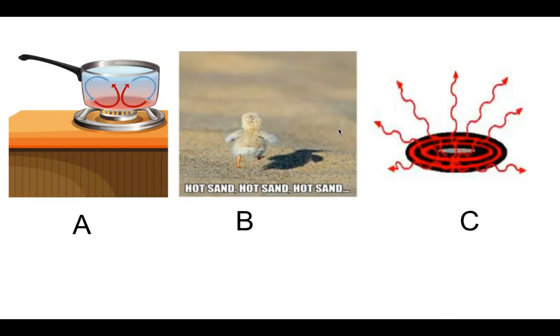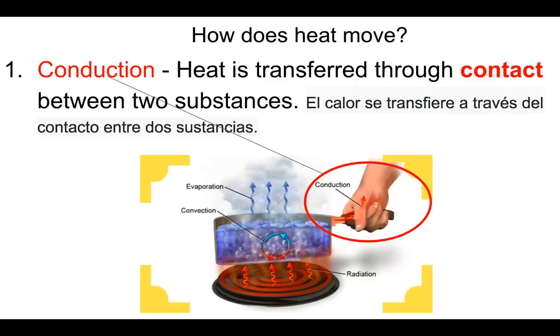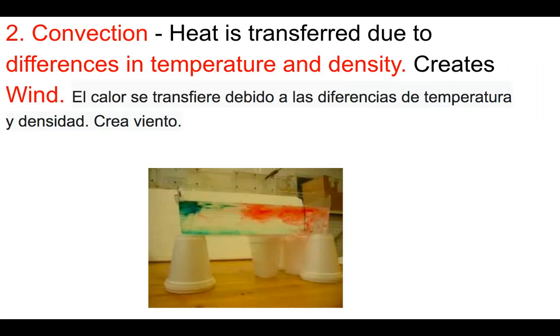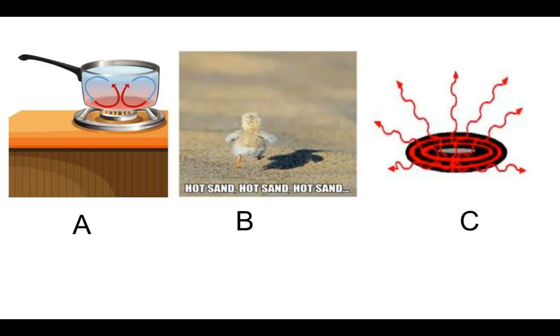So I'm going to show you a couple of examples. I want you to tell me which one is conduction, which one represents convection, and which one represents radiation. Just remember, conduction, contact. Sorry, let's go back here. Conduction, contact, convection, cycles. Remember those loops. And radiation happens in the form of waves. So which one is conduction, which one is convection, and which one is radiation here?